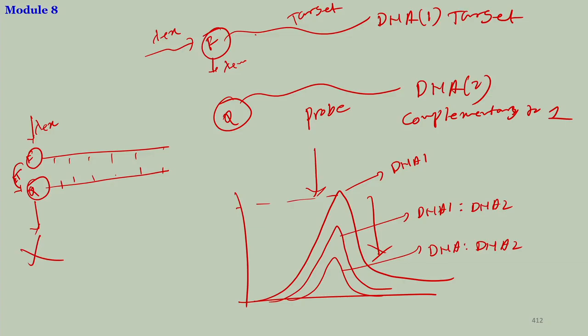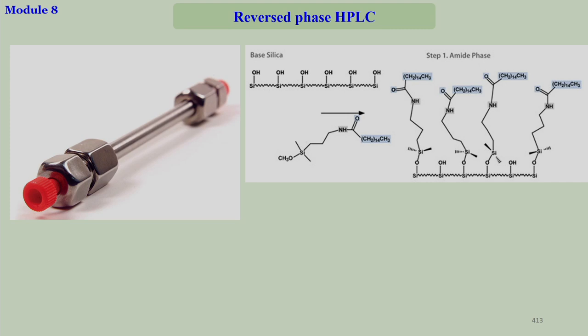So, like that, there are many different ways to study. There are varieties of ways you can also develop on your own. So, FRET based studies are very popular in chemical biology. Now, we will discuss some separation techniques. So, spectroscopic techniques we have talked about.